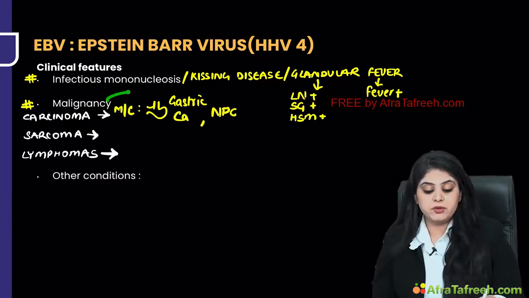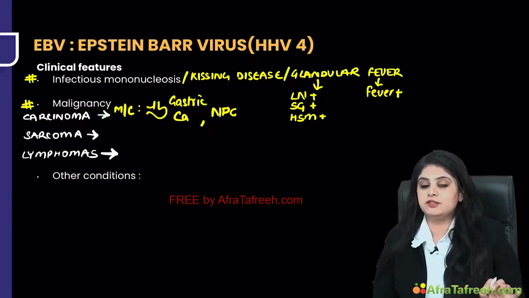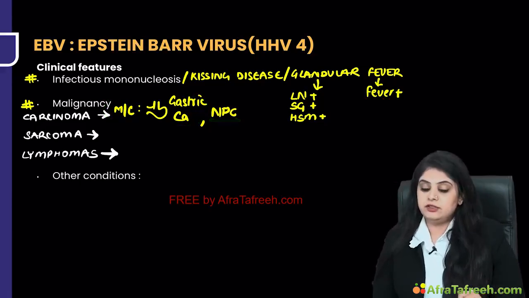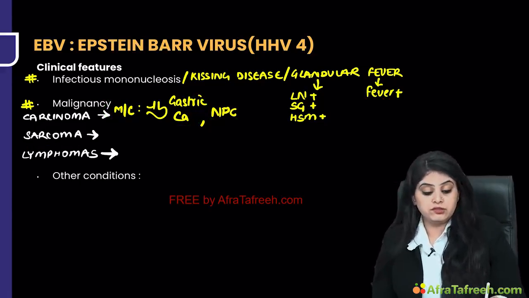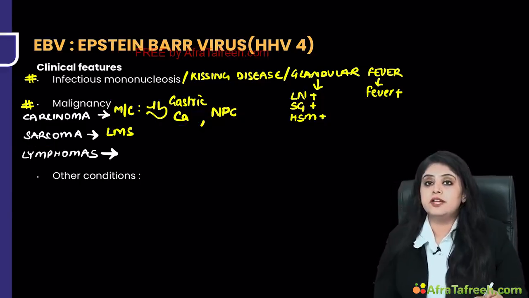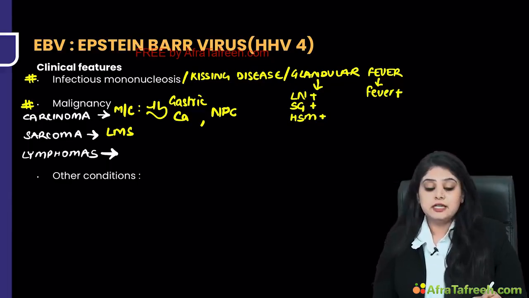So if the most common carcinoma is asked, you mark gastric carcinoma. Other one is NPC, nasopharyngeal. It can also cause a sarcoma, which many students are not aware of, and that is a leiomyosarcoma. So leiomyosarcoma is something that you have to definitely consider.